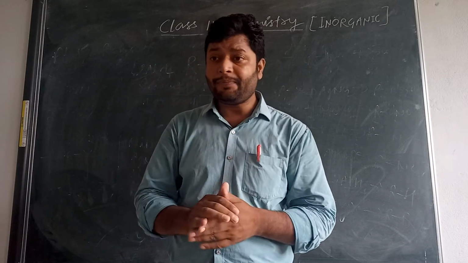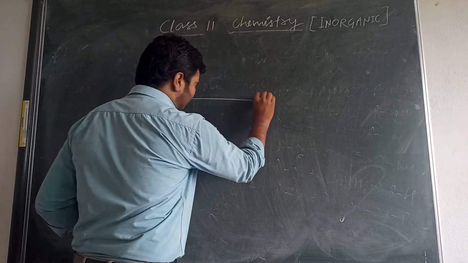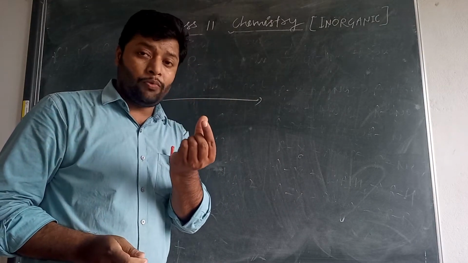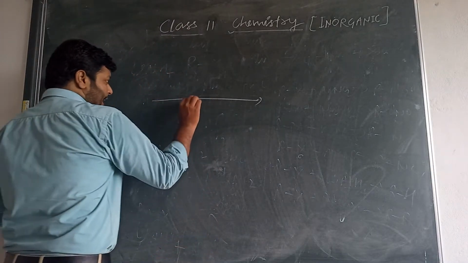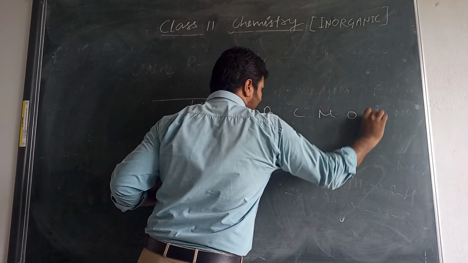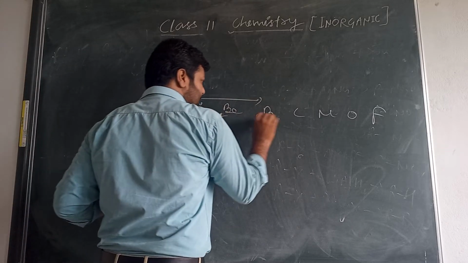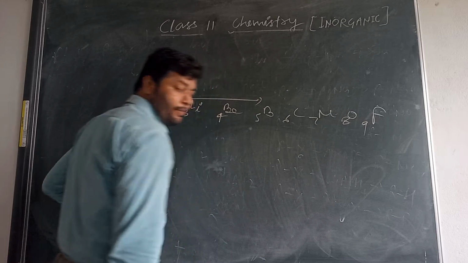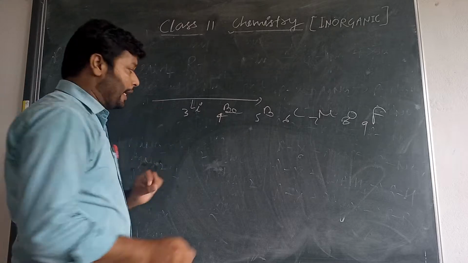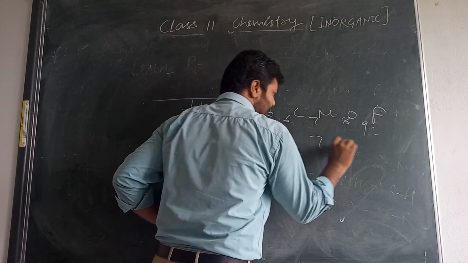Listen very carefully, that is very important. When we are moving along the period, according to Slater's rule, look at the elements: lithium, beryllium, boron, carbon, nitrogen, oxygen, fluorine. Lithium has 3, then 4, 5, 6, 7, 8 and 9. You can see the number of protons increases gradually one by one. That is, proton numbers are 3, 4, 5, 6, 7, 8, 9.